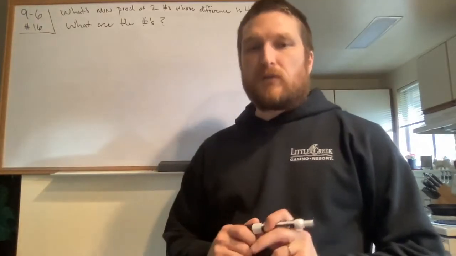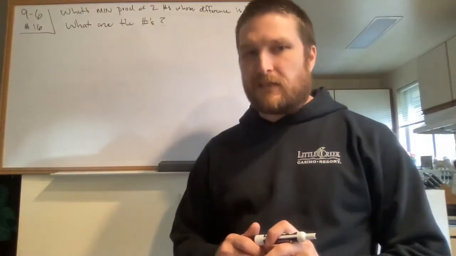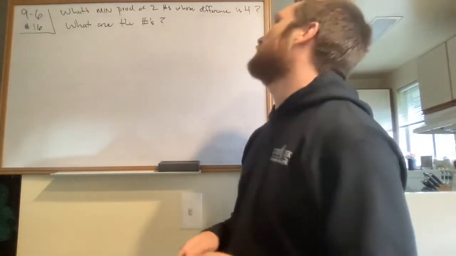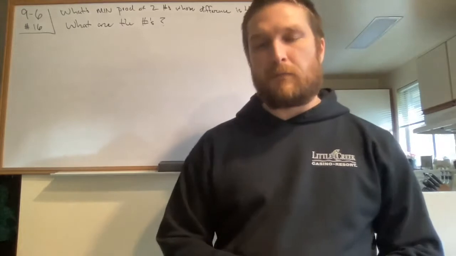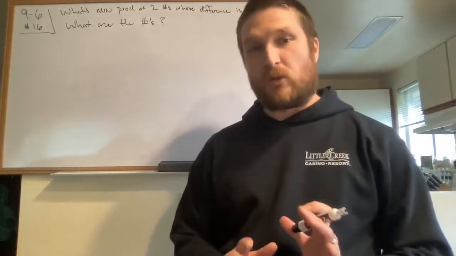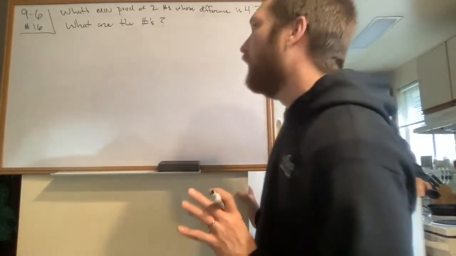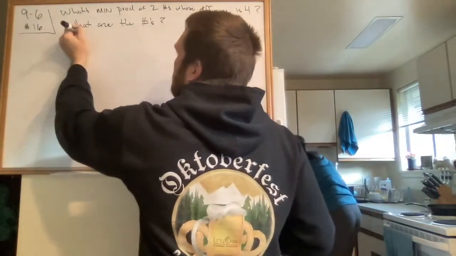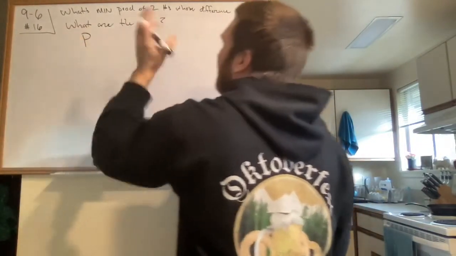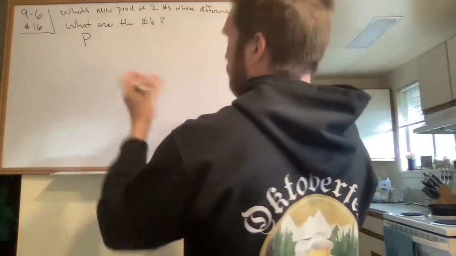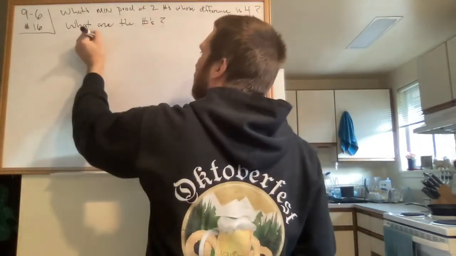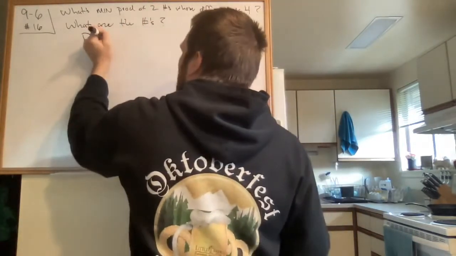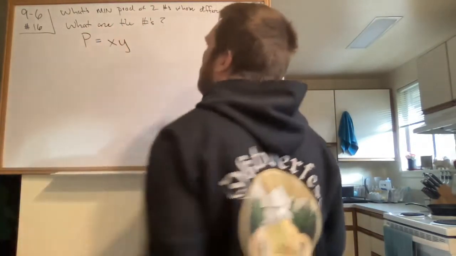Chapter 9, section 6, problem 16 says, what is the minimum product of two numbers whose difference is 4? And what are the numbers? It's very similar to the one we just did. Again, this does not lend itself to a picture. So I'm just going to ask, what's the thing I want to optimize? The product is the thing I want to find the minimum of. The product of what? Two numbers. What are their names? How about x and y? That's what I'm trying to do.